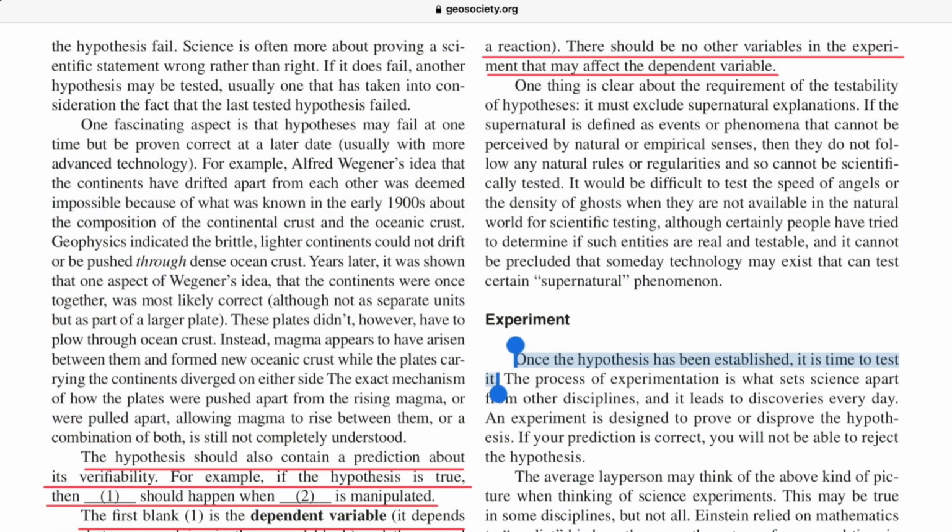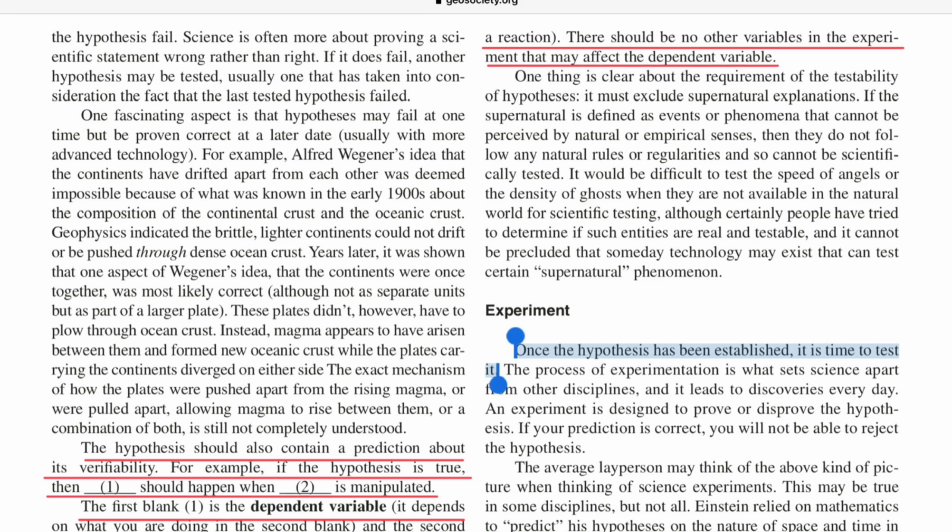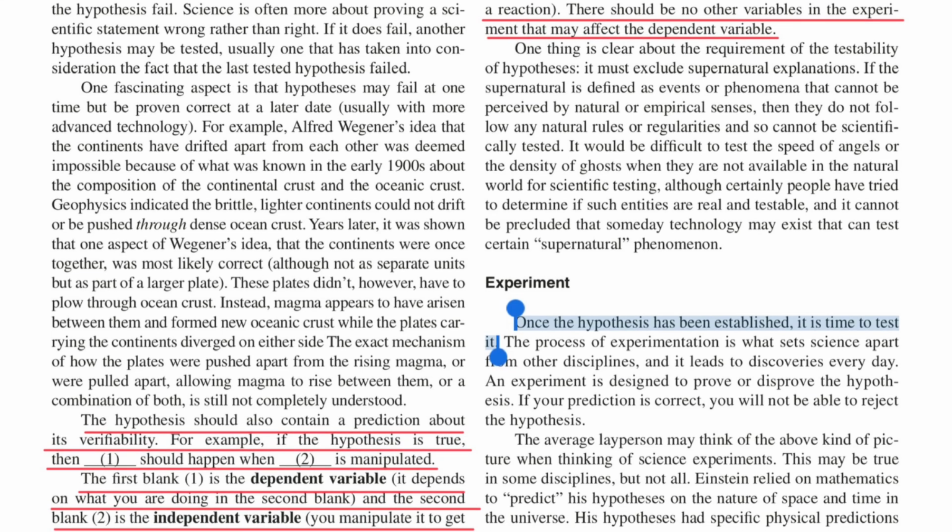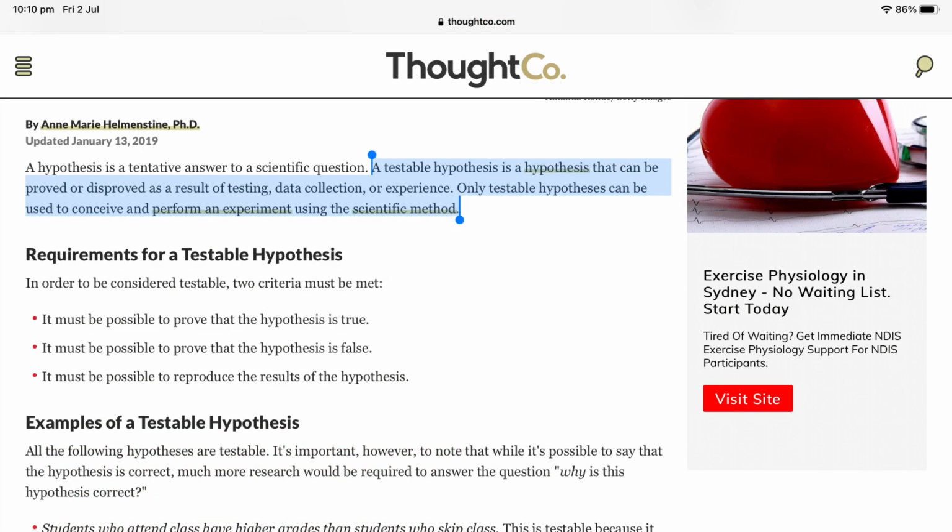From geosociety.org, the hypothesis should contain a prediction about its verifiability. For example, if the hypothesis is true, then 1 should happen when 2 is manipulated. 1, the dependent variable, depends on what you're doing. 2, the independent variable, you manipulate it to get a reaction. And here's the kicker. There should be no other variables in the experiment that may affect the dependent variable. That means you've only got one dependent variable and one independent variable in your experiment and your hypothesis. And once again, under the experiment, once the hypothesis has been established, it is time to test it. Oh, this must be painful to watch for the Globers.